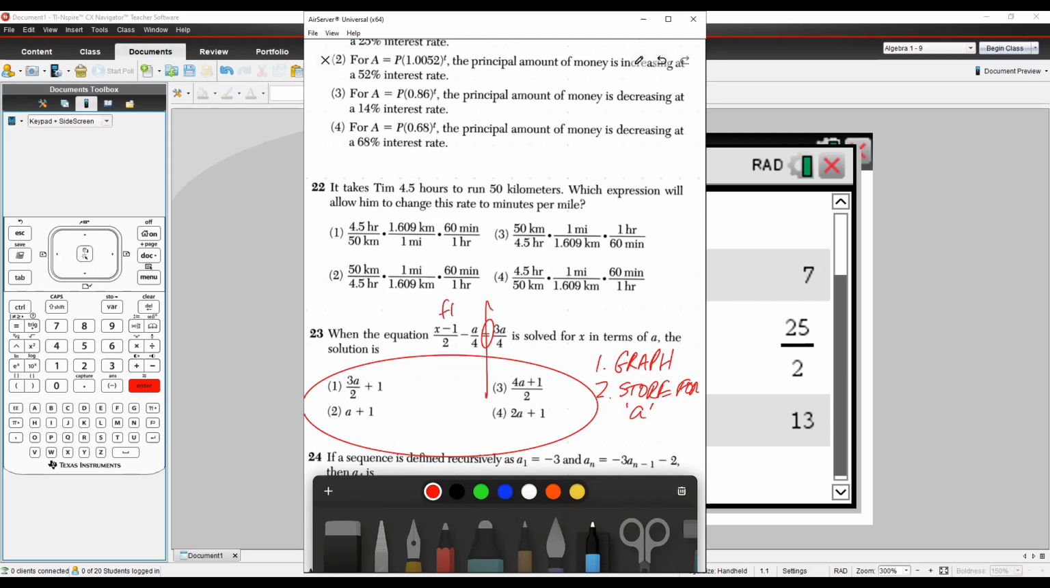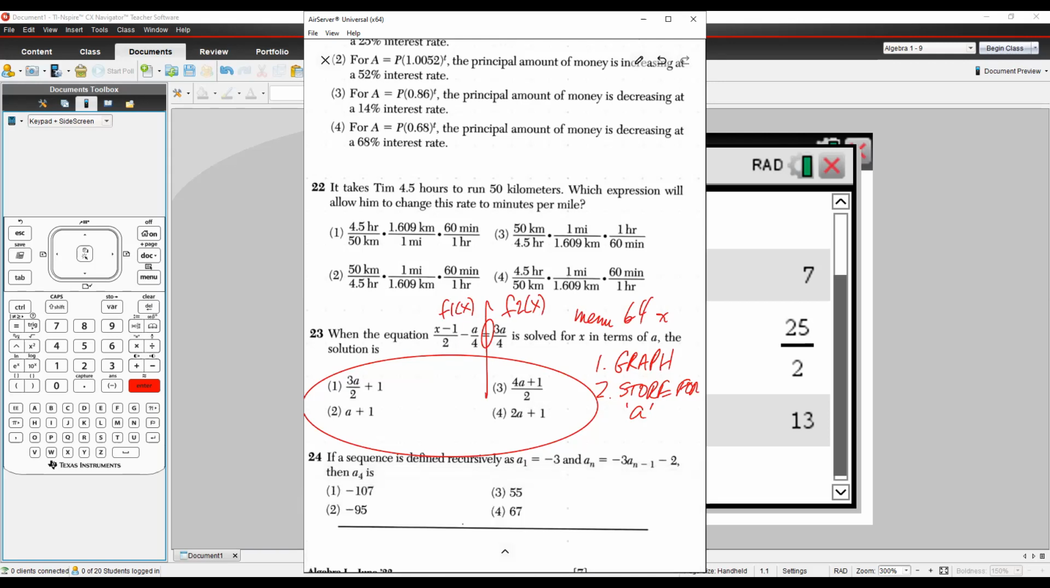This part goes into F1 of X. This part over here goes in F2 of X. And then you use menu 64 to find the intersection. And whatever the X coordinate is, not the Y coordinate, but the X coordinate, that's the answer. And one of these should match it. Got it? Yes. All right.